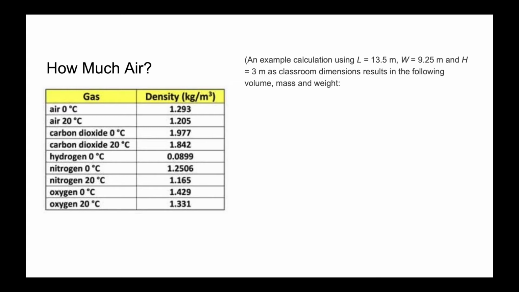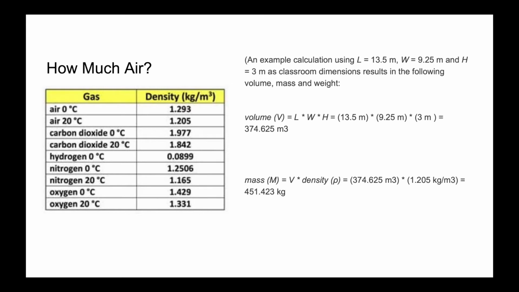The dimensions are as follows. Length is 13.5 meters, the width is 9.25 meters, and the height is 3 meters. Using these dimensions, I will calculate volume, mass, and weight. I start by calculating my volume. For volume, you will need length times width times height. In this case, it would be 13.5 times 9.25 times 3, which gives me 374.625 meters cubed.